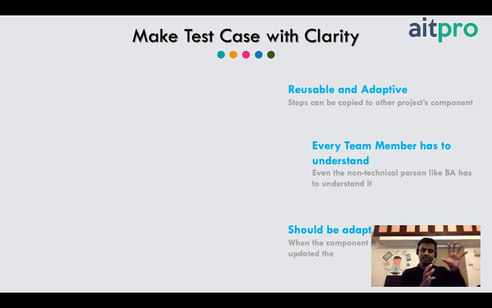So now this test case, I can just fetch it out, and I can use it for an upcoming project also. If my upcoming project also has a login page, I can directly copy and paste this. Now this is just a simple example, but when coming to the complexity of the project, it's going to be very helpful.